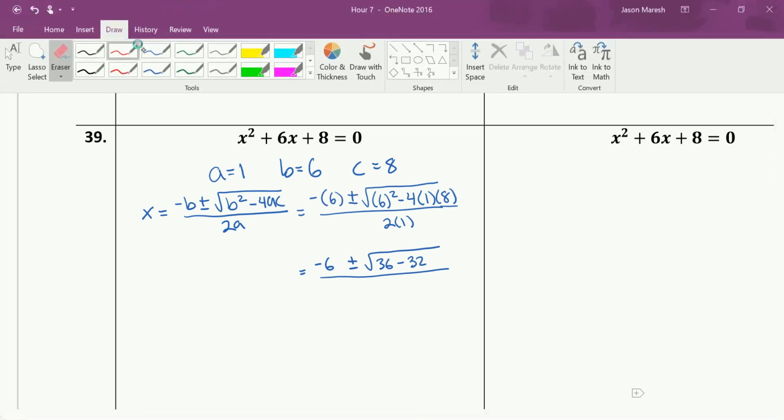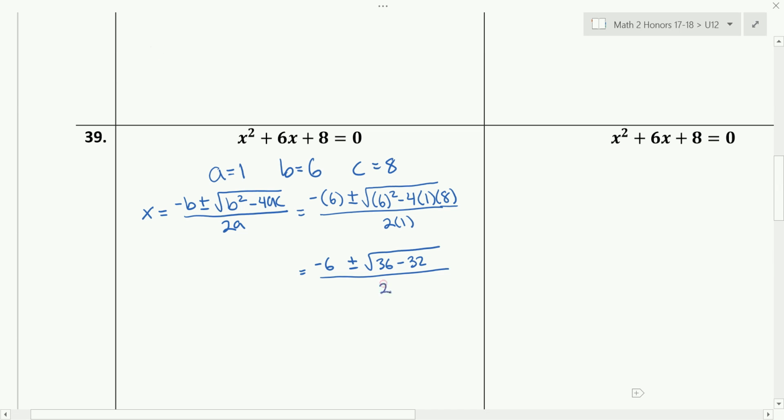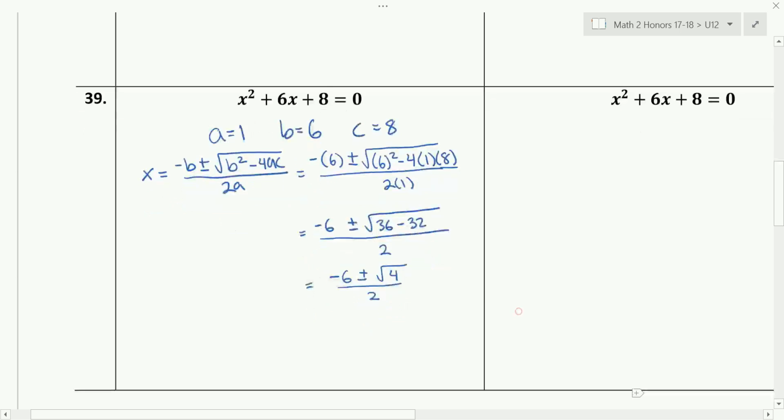And on last night's homework, if you found you were making errors in this process, just be careful, be organized with your work. Hopefully you saw where your errors were, but you need to do the subtraction part here. So we get -6 plus or minus square root of 4 over 2, and we know the square root of 4 is 2.